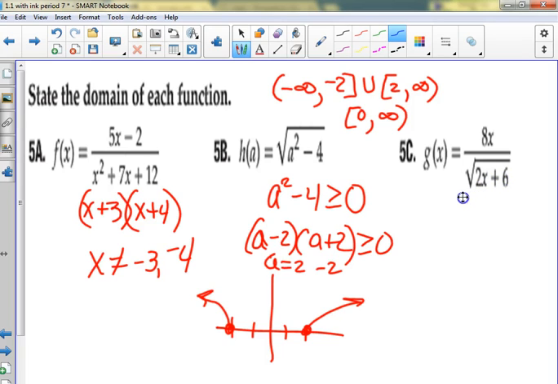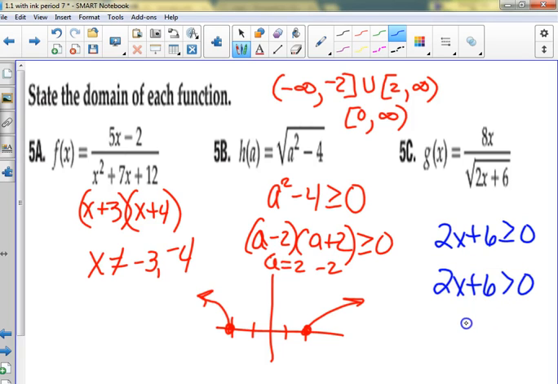A radical in the denominator, okay? Whatever's under the radical normally has to be greater than or equal to 0. Because it's in the denominator, it has to be what? Greater than 0. Can't equal 0. Do you understand what I'm saying? You can't divide by 0.